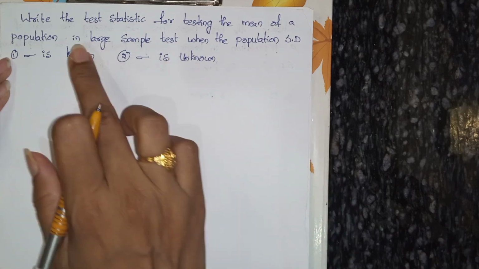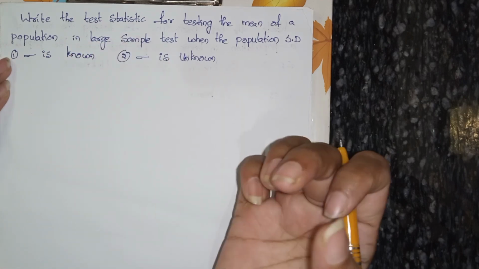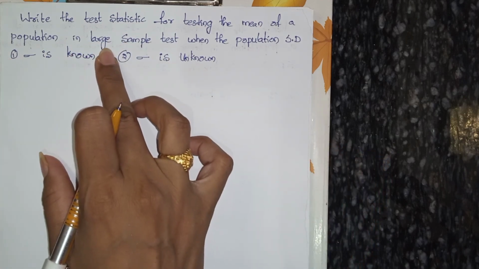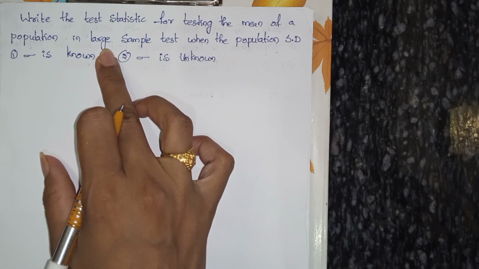Let me say what is a large sample and what is a small sample. A large sample is if the n value is greater than 30. If we have sample observations greater than 30, that turns to a large sample. If we have less than or equal to 30, it is a small sample.